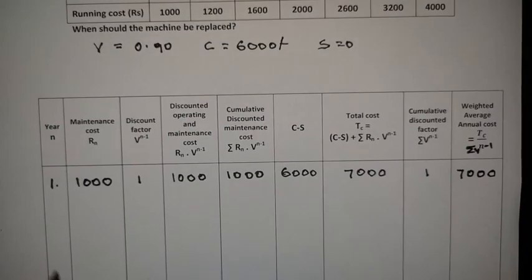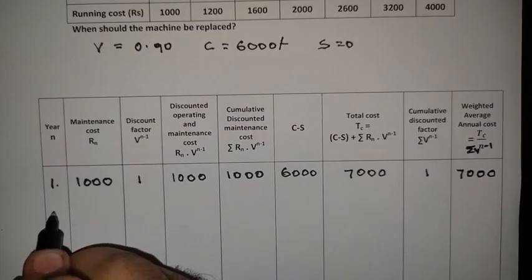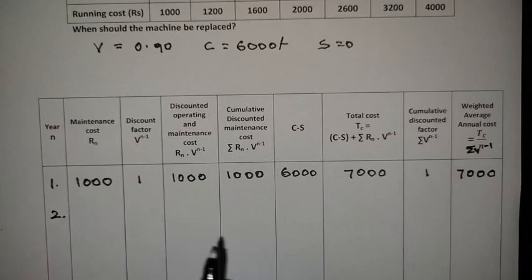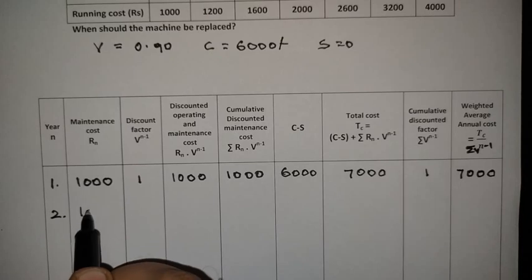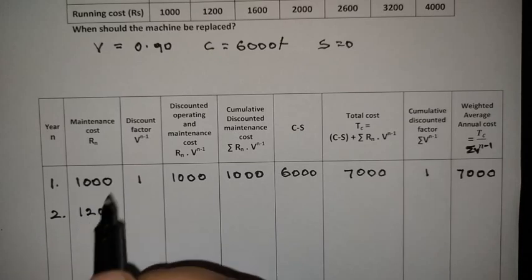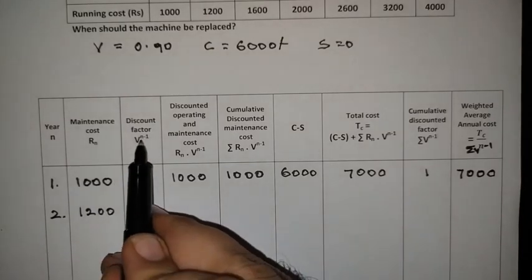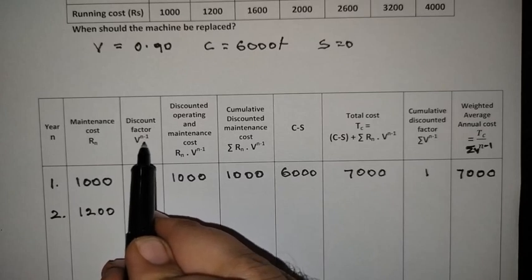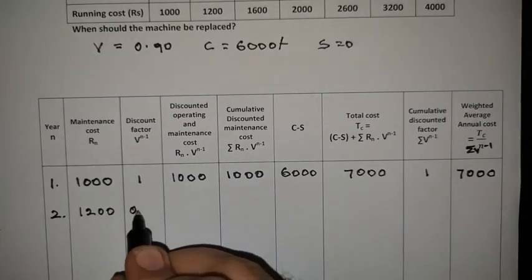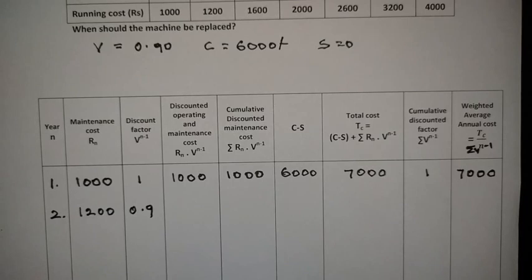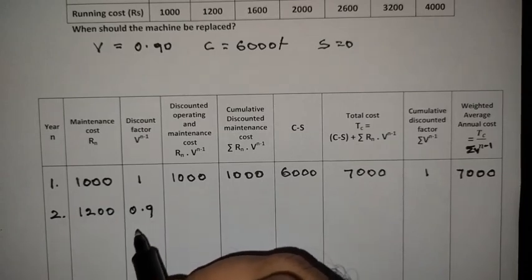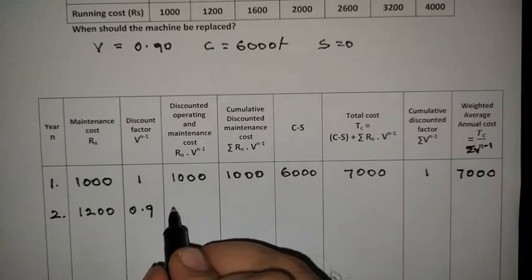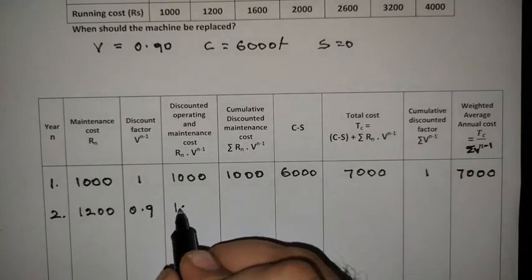Next, let us calculate it for the second year. In the second year the maintenance cost is 1200 rupees. So now write the maintenance cost, 1200 rupees. V power 2 minus 1 means v. So what is the v value? 0.9, it was already given. Next, Rn into v power n minus 1: 1200 into 0.9, you will get 1080 rupees.